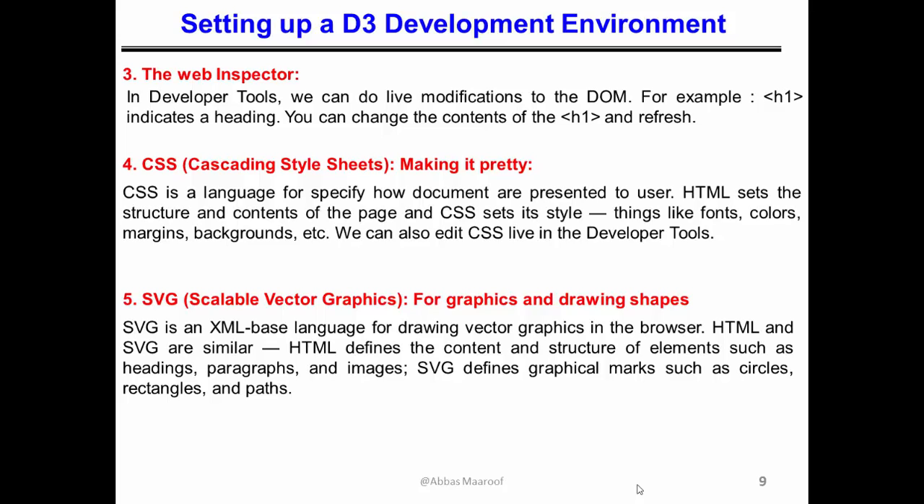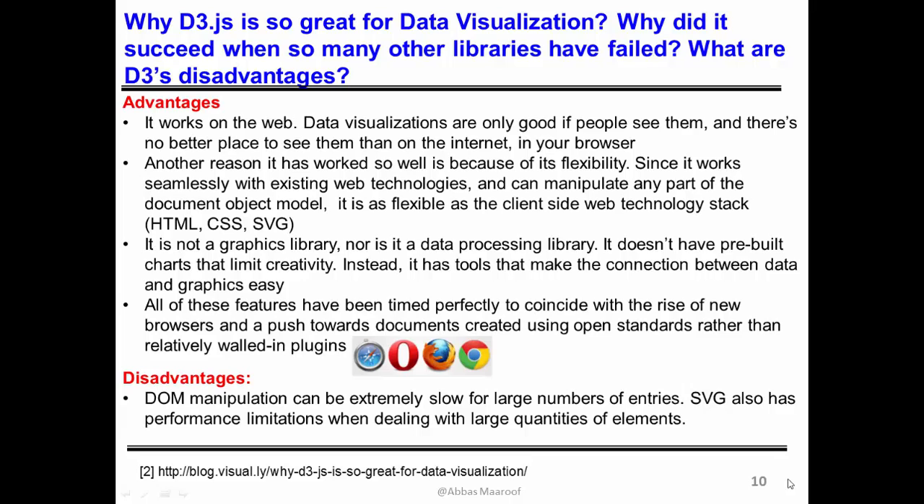Then finally, SVG, scalable vector graphics, is for graphs and drawing shapes. SVG is an XML-based language for drawing vector graphics in the browser. HTML and SVG are similar. HTML defines the content and structure of elements such as headings, paragraphs, images, and so on. And SVG also has graphical markers like circles, rectangles, and paths.